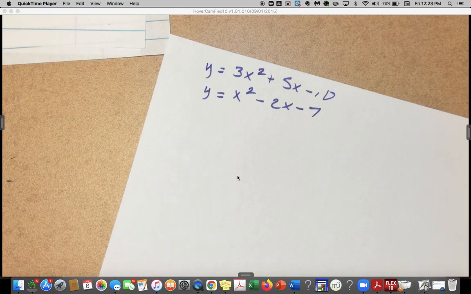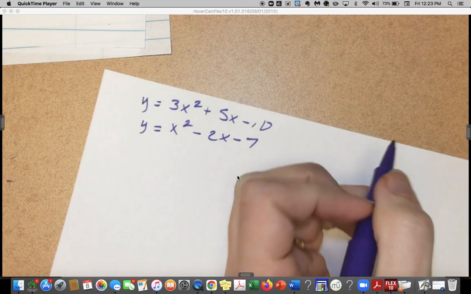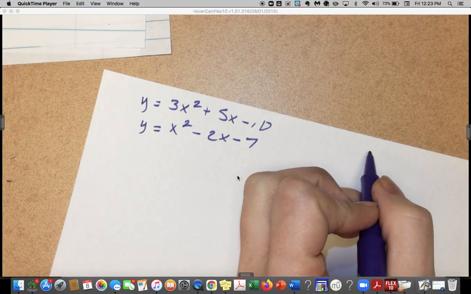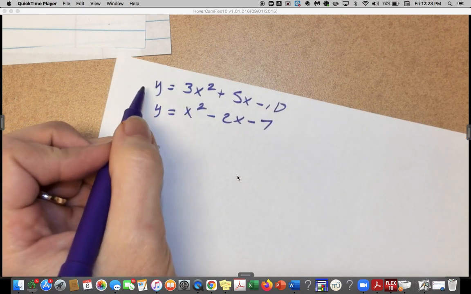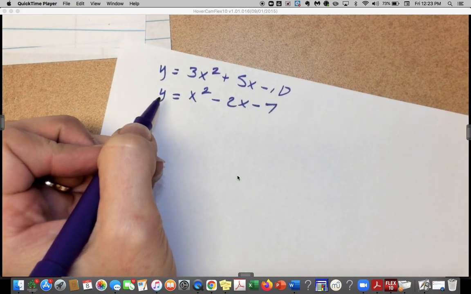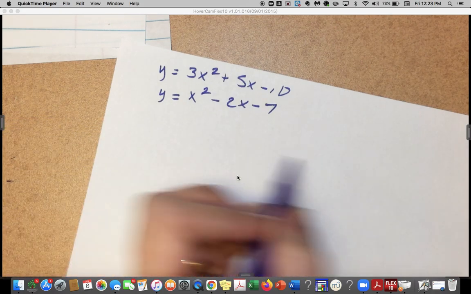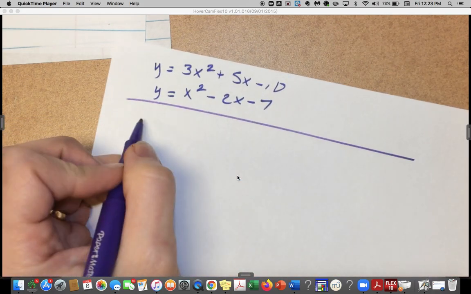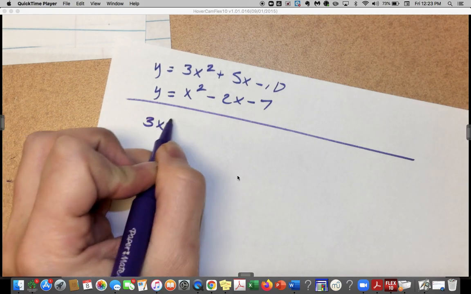Wanted to go through just a little bit more strenuous example of how to solve quadratic systems. So here we have a system. It is actually two quadratics, and we want to solve them. So the same way as we did earlier, we want to set them equal to each other.